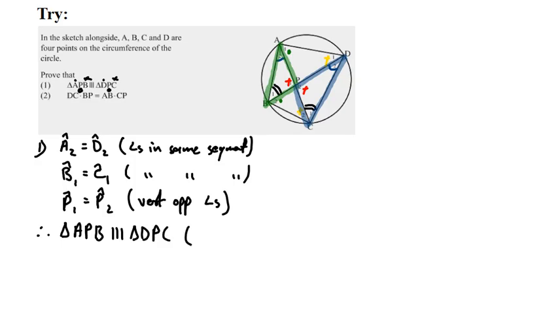What have we used here? We have used angles, no sides. So your reason must be angle, angle, angle. So that is part one.